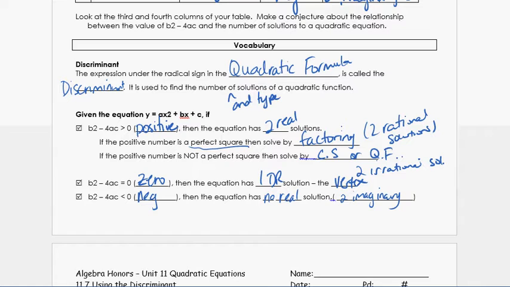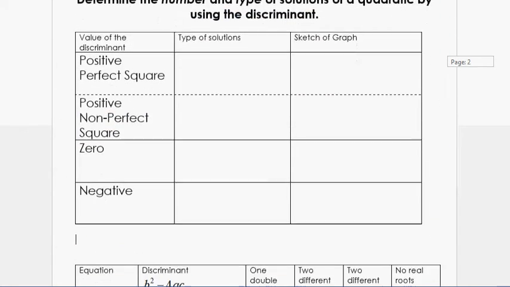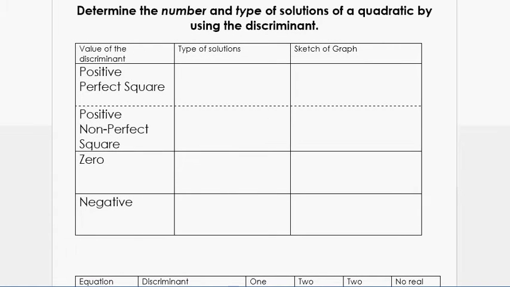All right, on the back of the sheet is a chart. This chart is an abbreviation of what we just discussed, so it's going to summarize the other side of our paper. So again, just to reiterate, if the value of the discriminant is a positive perfect square, we have two rational solutions. If it's positive and not a perfect square, we have two irrational solutions.